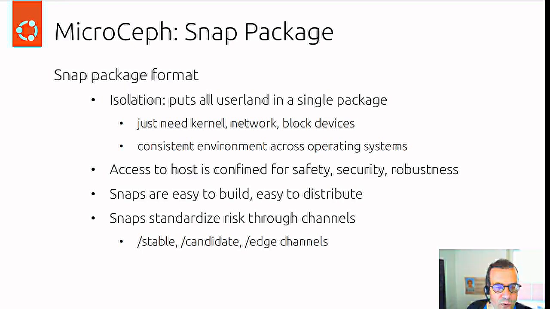Snap standardized risk-level channels. In MicroCeph, we use 3. You would have the stable channel where we publish production-ready snaps. You would have the candidate channels for release candidates. So you could use that to test upgrades, for instance. And you have the edge channel where all the development happens. So every time we push a pull request, the edge channel gets updated and you can test the very latest and greatest.